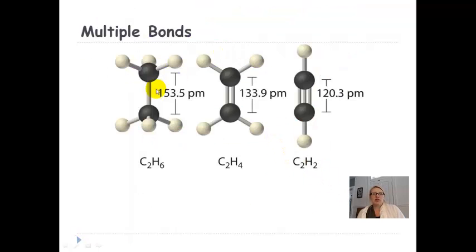And in covalent bonding, you can also share more than one pair of electrons to form double bonds, or if you share 3 pairs of electrons, you can form a triple bond. And as you go from single to double to triple bond, your bonds get shorter and stronger.